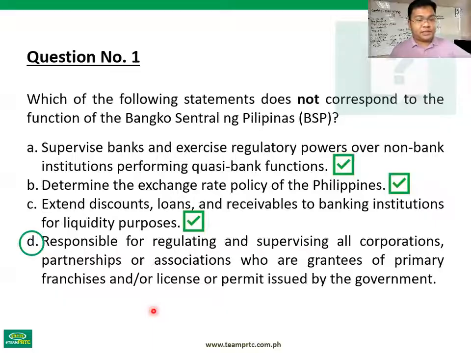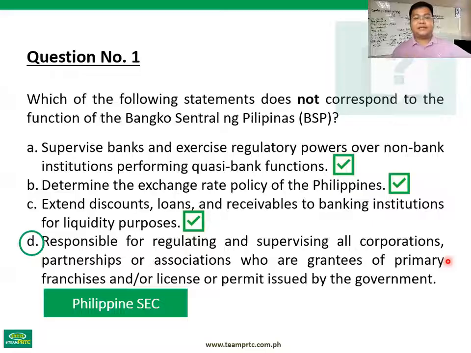So let's examine why. BSP is responsible for regulating and supervising all corporations, partnerships or associations who are grantees of primary franchise and or license permit issued by the government. So actually, banks and other covered institutions, aside from primary franchise, also have secondary franchise, granted by supervisory agencies like BSP. However, when we talk about primary franchise, this is not BSP, but rather letter D pertains to the Philippine SEC or Securities and Exchange Commission. So therefore, number 1, the correct answer is letter D.